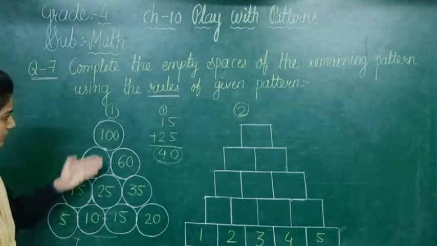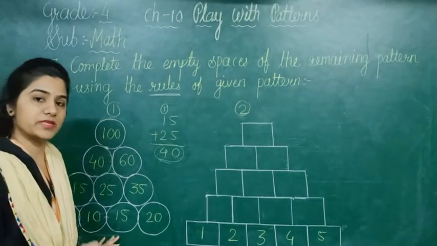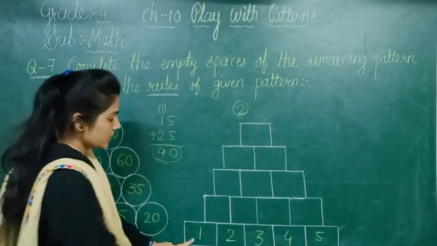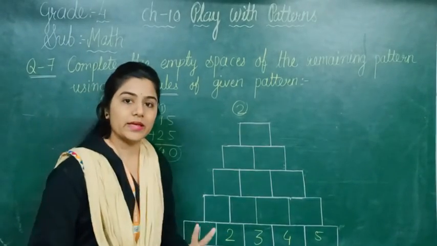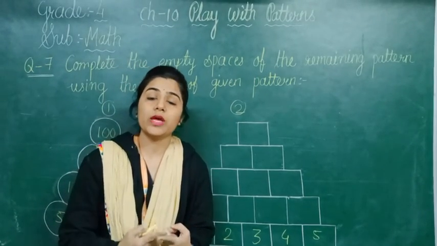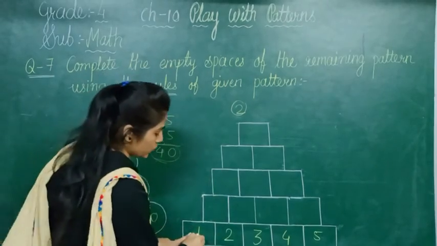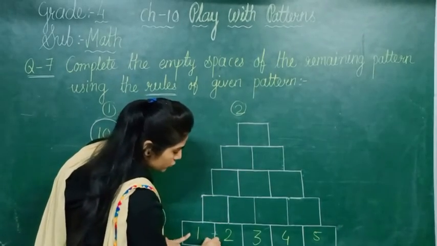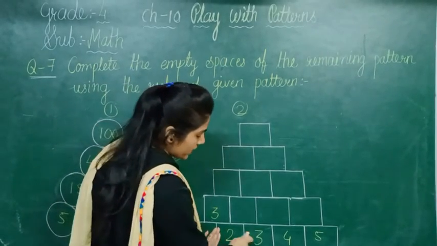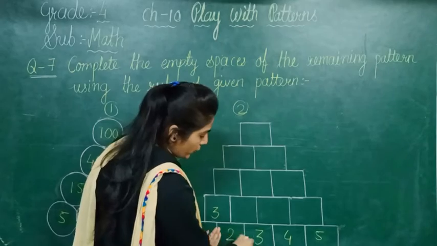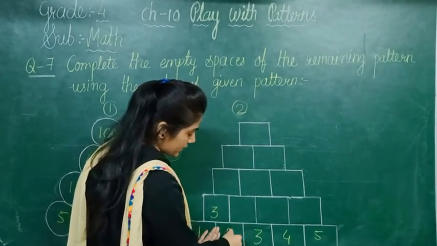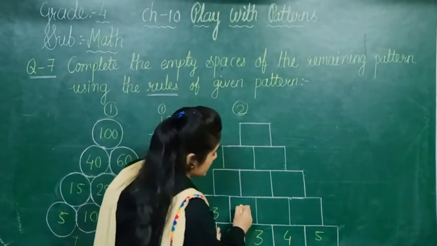So this is how we have done the first pattern with the help of the same rule. Now we use the same rule here in the second pattern. See, 1 and 2. What is our rule? We are taking 2 numbers together, means we are doing addition of 2 numbers. So 1 plus 2 is 3. Now 2 plus 3. Which square is coming between this 2 and 3? We will write 5.